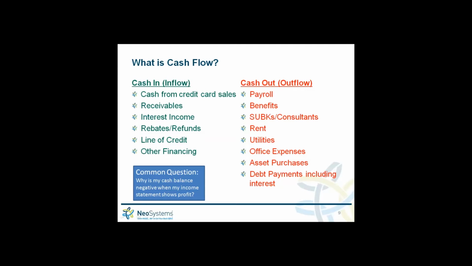So we'll go right into what is cash flow. In this example, the green side, or the left side, represents all the incoming cash, and the right side, or the red letters, represent all the cash that's going out of the company. Your inflow, obviously, is all the invoices that you send out to your clients or government agency. If you use credit card machines, all the credit card sales are considered inflow. Your interest income, tax refunds, rebates, and your line of credit, if you have a line of credit with the bank, are considered your cash inflow, along with other financing.